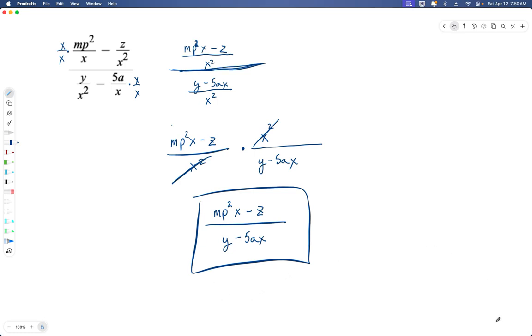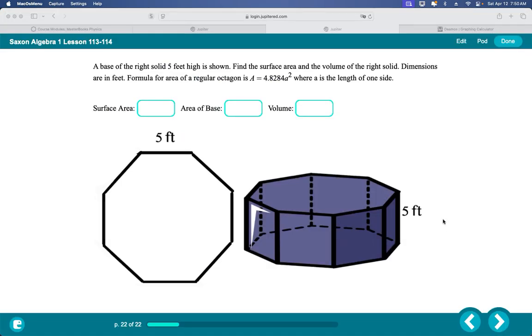So now let's move on to the last problem. All right, so here we have 3 questions about this shape. It tells us we have a base of a right solid, which is in the shape of an octagon, and it's 5 feet high. We've got to find the surface area and the volume, and it says dimensions are in feet. It also asks us for area of the base, and the reason it asks us for area of the base is because we need that for both of these solutions.